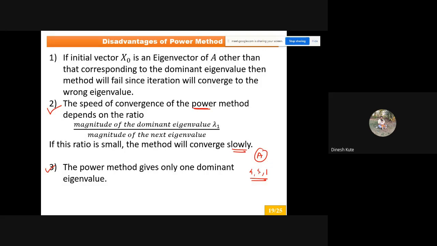Okay, and we know that its dominant eigenvalue is 4, but we cannot calculate this dominant eigenvalue using this power method, as this value is not unique. So what is the third drawback with this power method? This power method gives only one dominant eigenvalue. You can apply it only for one dominant eigenvalue, not for more than one. So if that dominant eigenvalue comes in repetition, then this method fails. Okay, so this is the third drawback.